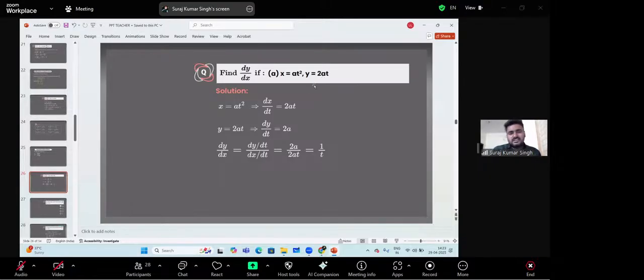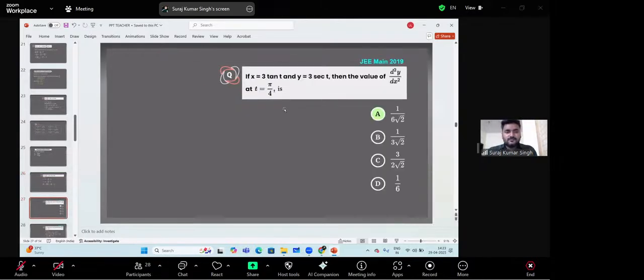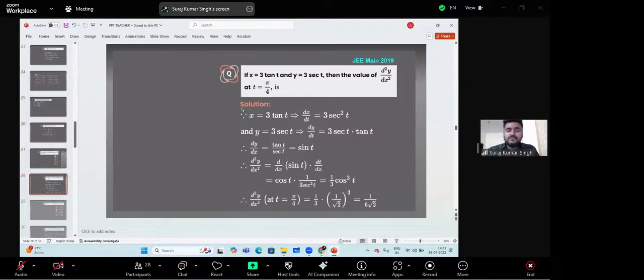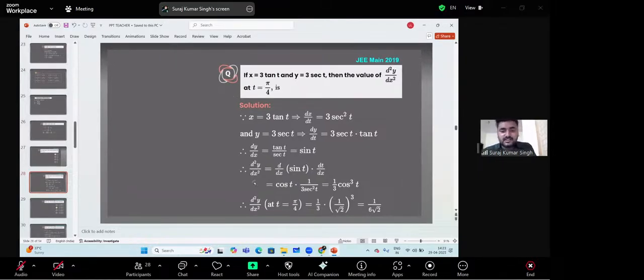So now you can see this is the conceptual level, but for Mains level, how to do it, sir? Just see: if x equals 3 tan t and y equals 3 sec t, it's a very easy question they asked. Then find the value of d2y by dx square at t equals pi by 4, and we have 4 options. So what will happen? We will find dx by dt, we will find dy by dt, and usually we find the dy by dx value. But then you differentiate again, and the students write d2y by dx square.